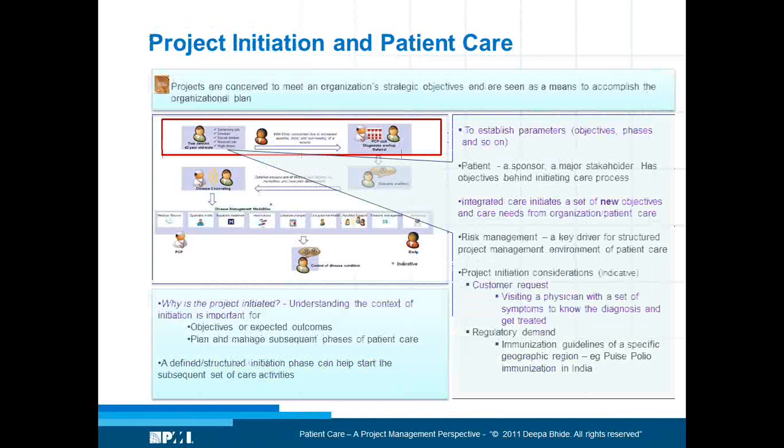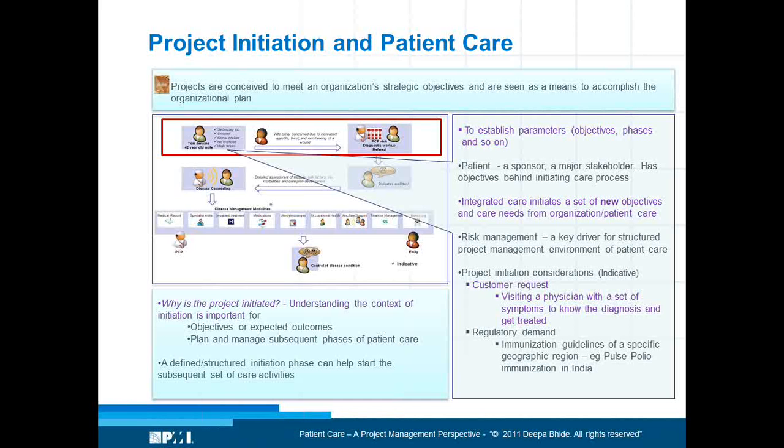Project initiation and patient care. An activity when initiated properly has better outcome. A patient care project can be triggered by a set of symptoms by the patient or a regulatory demand such as the need of immunization. We are quite familiar with the pulse polio immunization that is a part of India. The patient can be likened to a sponsor and works with the project manager towards achieving the goals.